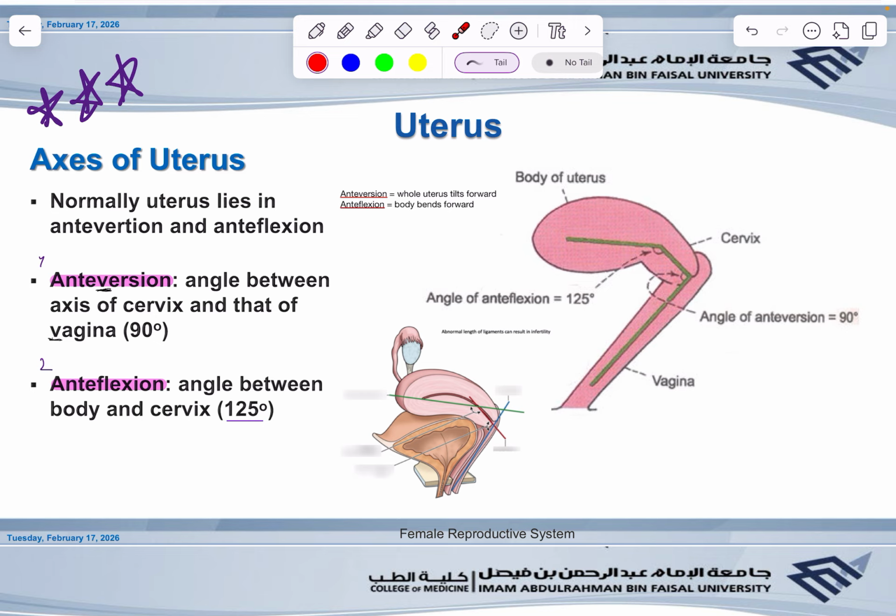فالanteversion from the V, it's going to be related to the vagina. That's going to be the angle between the vagina اللي هو هذا and the cervix. طبعا الرقم مو مهم, لكن you need to know the angles are happening between what and what. والanteflexion is going to be the angle between the body of the uterus and the cervix, and this is where the body of the uterus bends forward.